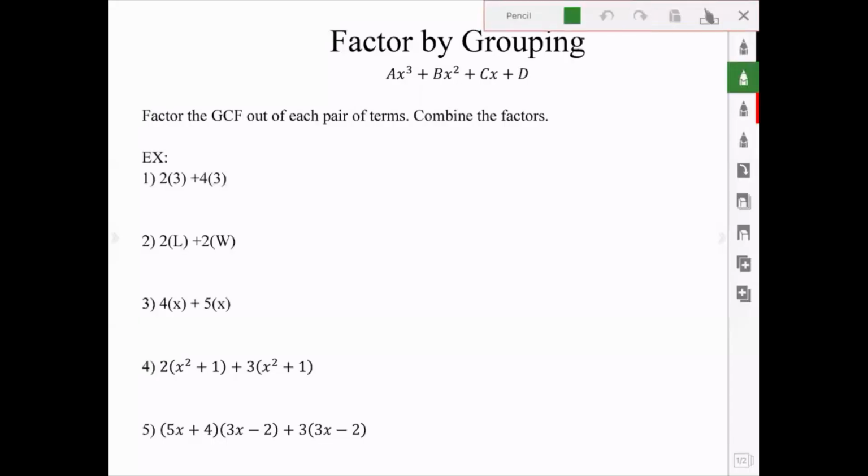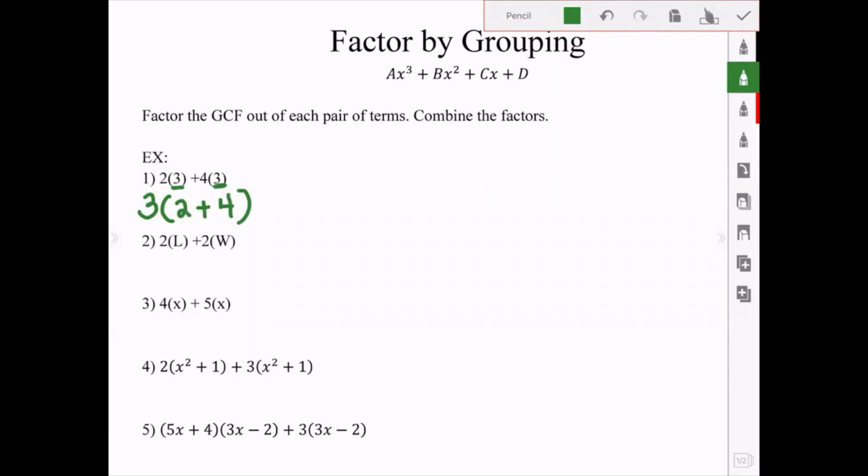Now we're going to talk about factoring by grouping. So factoring by grouping really has a lot to do with GCF, taking out the greatest common factor. So we're going to practice that for a minute. On these examples, for number 1, we have 2 times 3 and 4 times 3. So we want to know what they have in common. So they both have a 3. So we're going to take that out front. And then we are left with a 2 and a 4.